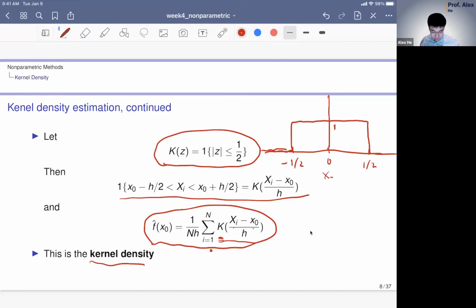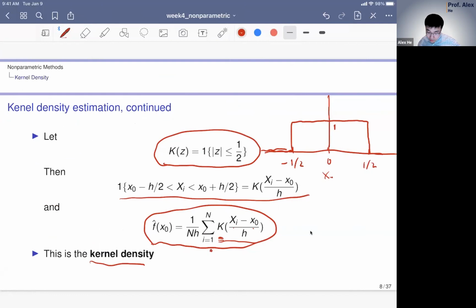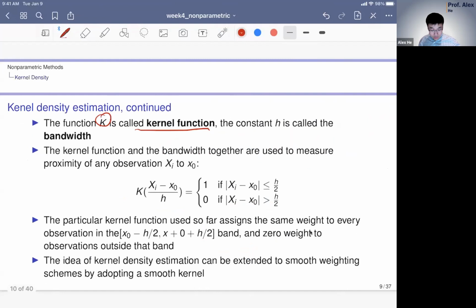And this k is what we call the kernel function. The kernel function is basically how you weight the other observations. Here, this kernel function equals one only within this region, so in that region we are weighting all of the observations equally, and outside of that region, we don't consider them at all. So that's this specific kernel function.